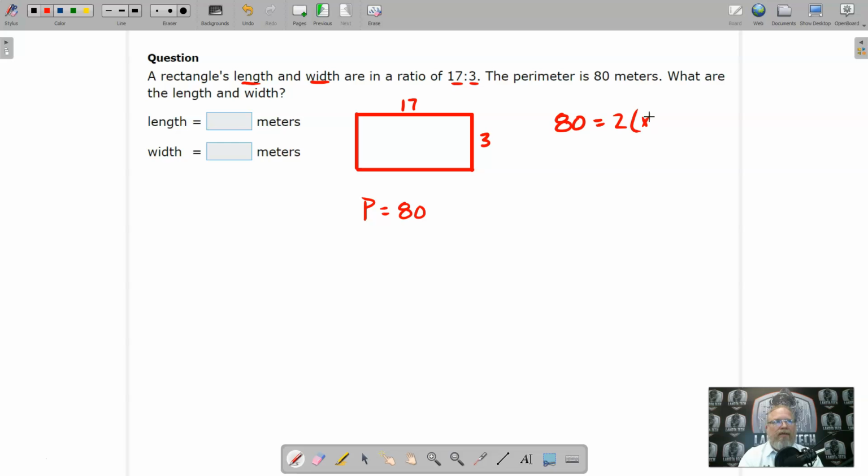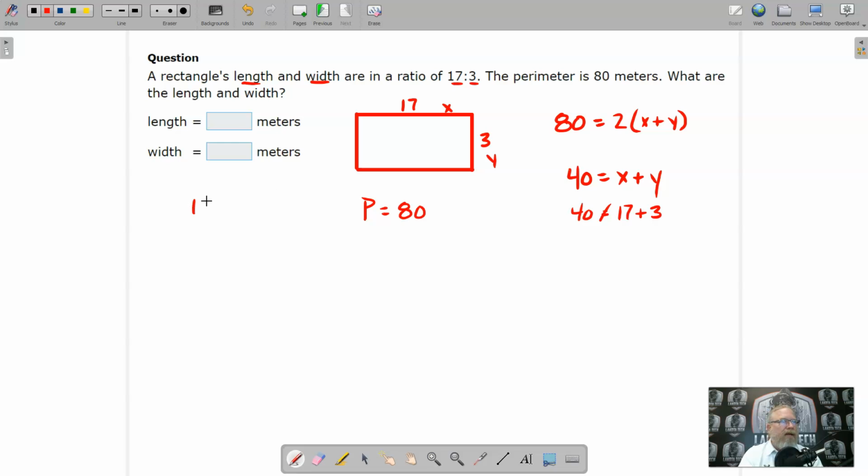length plus width. Let's use x and y, where we'll call our length x and our width y. So with that said, let's go ahead and divide both sides by 2, and we would get 40 equals x plus y. Now, the next thing I want to know is the numbers I have so far are 17 and 3. Right? So 17 plus 3. Does this equal 40? No, indeed it does not.